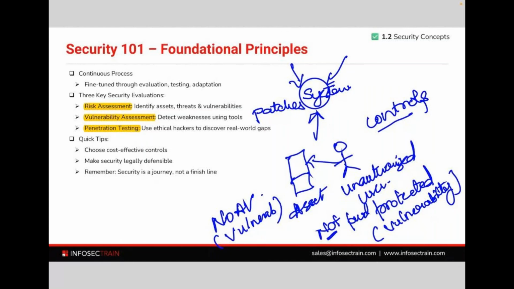Also remember that security is a journey, it's not a finish line, right? It's a continuous process, where we do risk assessment, vulnerability assessment, and penetration testing throughout, right?